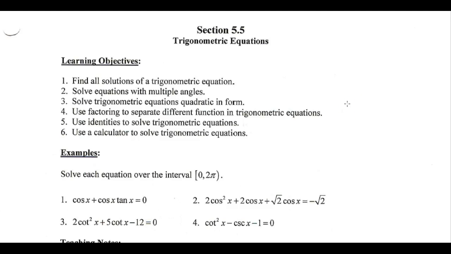This is section 5.5 for precalculus, and in this section we're going to talk about solving trigonometric equations, in other words, equations with trig functions in them. These are the learning objectives. You basically have to use identities, you have to understand solving equations with multiple angles, etc. Make sure you read over those.